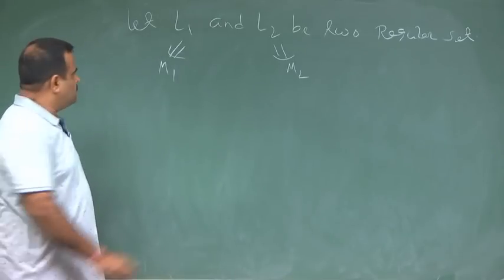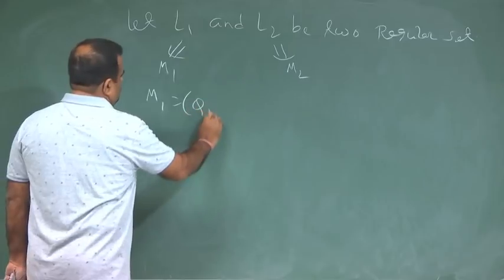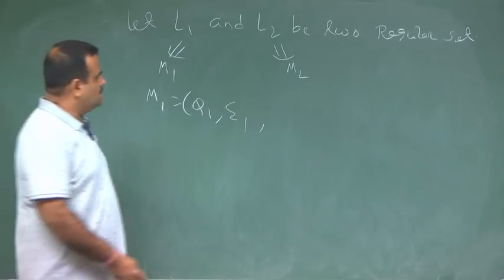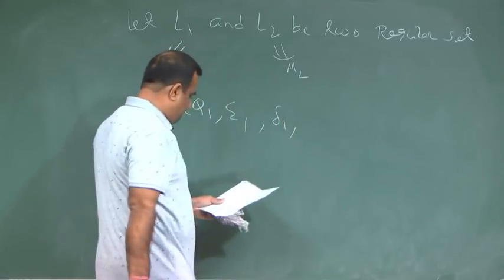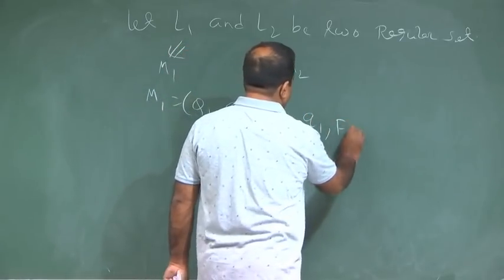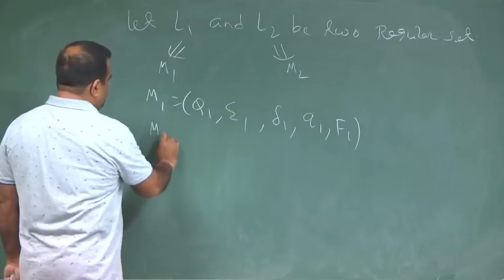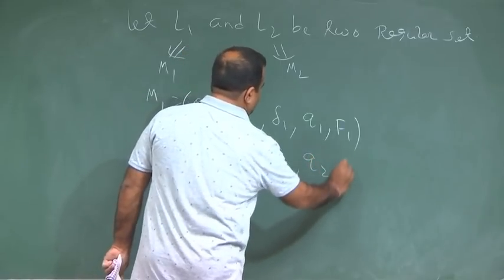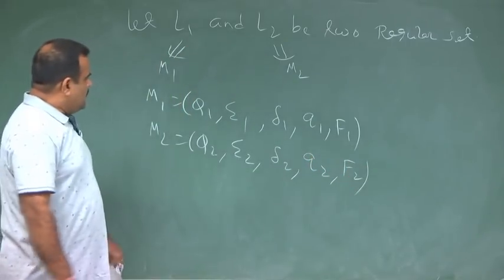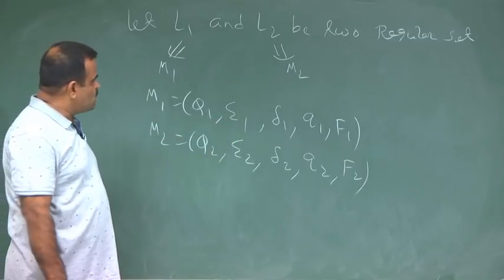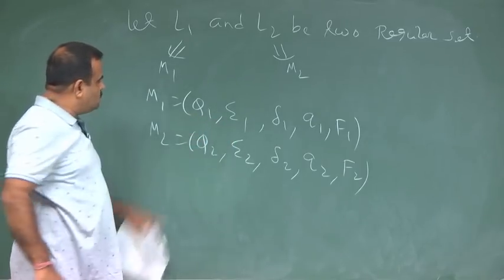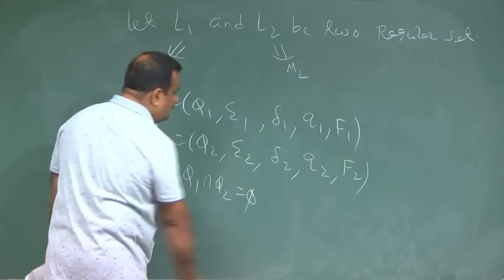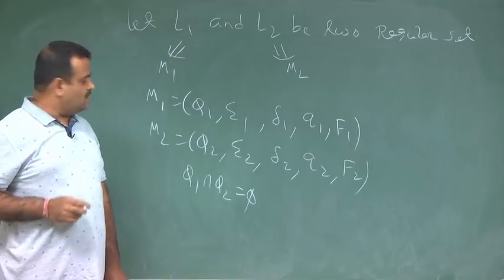So, now we are going to construct. Say M 1 is Q 1, sigma 1, delta 1, q 1, F 1 and M 2 is Q 2, sigma 2, delta 2, q 2, F 2. We can take these two sigmas to be the same; it does not make any difference. And we can assume Q 1 intersection Q 2 is empty, because we can always rename the states. That is always possible.